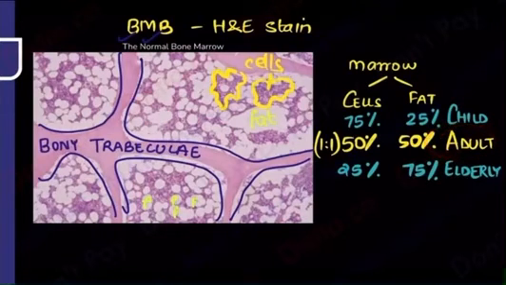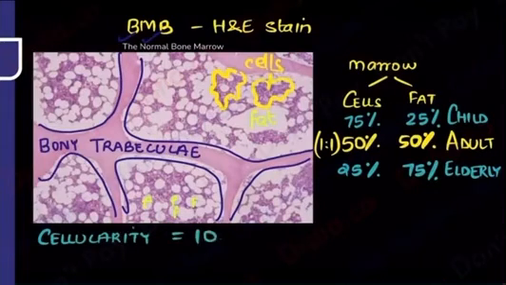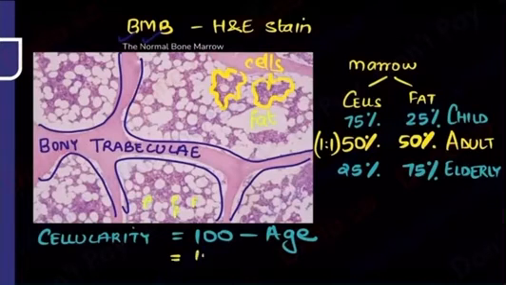In other words, we say that I can guess the cellularity. What should the ideal cellularity be? The ideal cellularity is equal to 100 minus age. So let me say, for example, you have a 10-year-old boy. What is the expected cellularity in him? You will say 100 minus 10 years, meaning the expected cellularity should be 90%, which is right. A 10-year-old boy will have lots of cells.